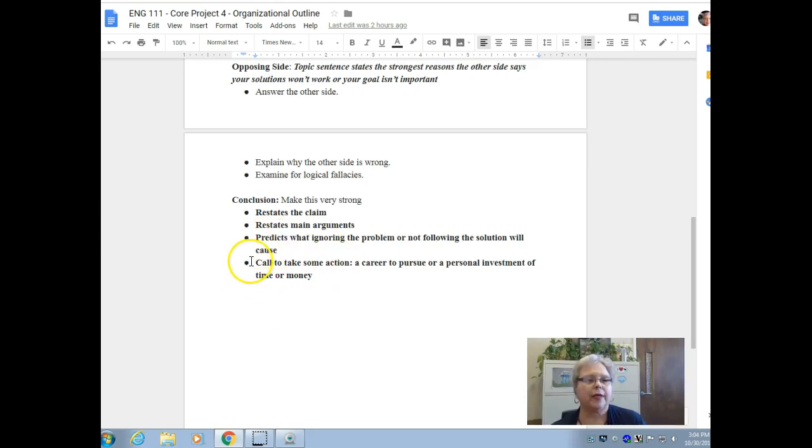So you'd put that in there, and then end it with some call to action, a career that you can pursue, a personal investment of time or money. So there are things, maybe you can't help another country that has a high poverty level.